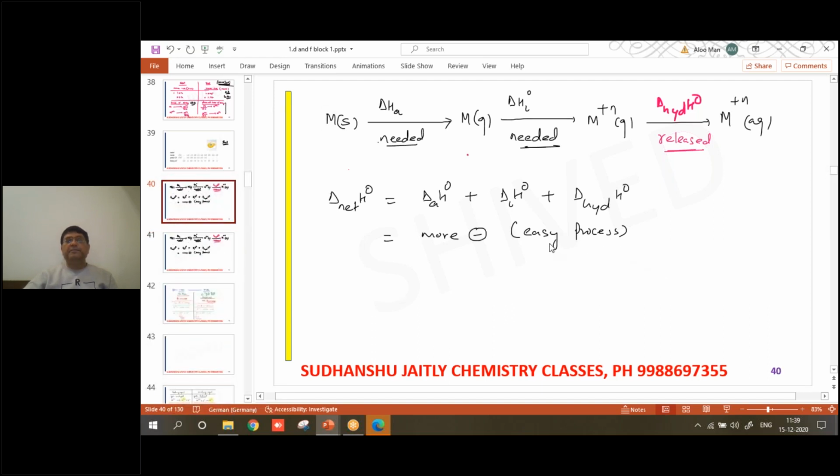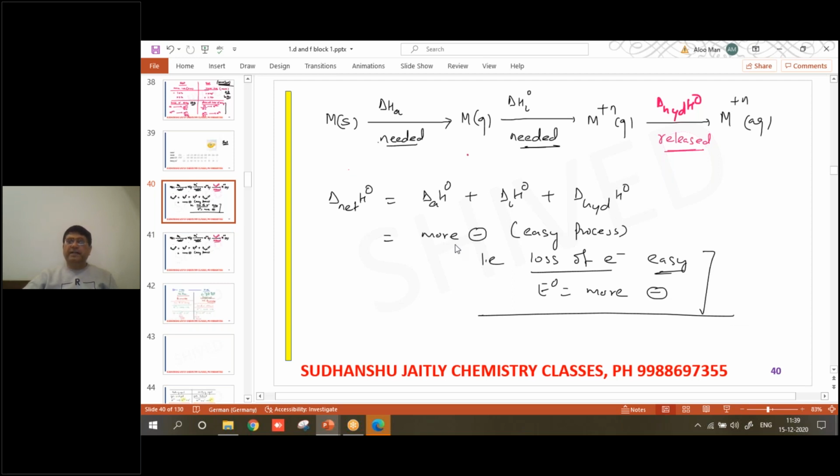And if the process happens easy, इसका मतलब क्या होगा? That is net loss of electron क्या होगा? Easy. अब loss of electron easy, तो आपका E naught is going to be more negative. Gurumantar, more negative delta H, the more negative E naught. It will be better what? Reducing agent. The better reducing agent.